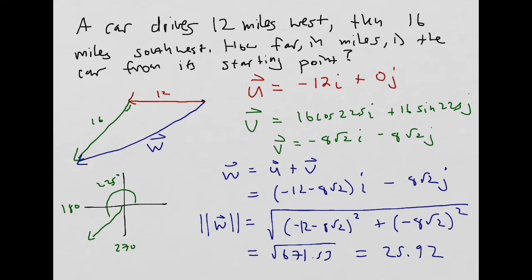Notice we do not use the Pythagorean theorem, 12 squared plus 16 squared. This is not a right triangle or a right angle here. So we have to use the vectors and the components of the vector to find the final distance, w.